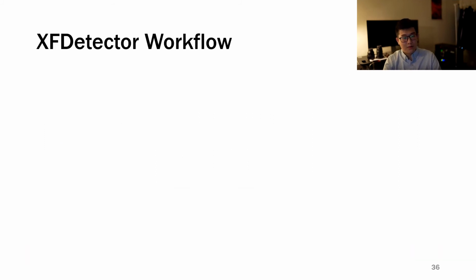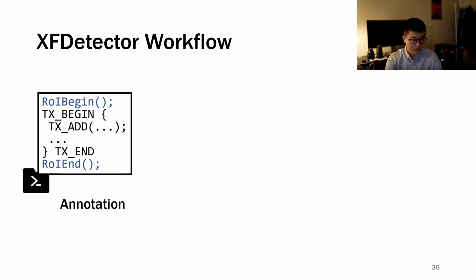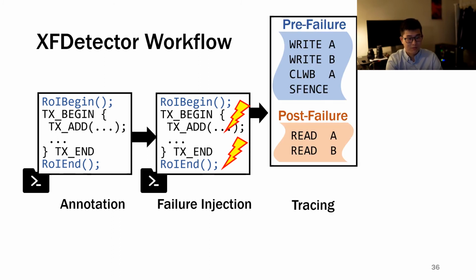And now let's summarize the detection with a workflow. First, the program needs to provide annotation. For those transaction workloads, we don't have to annotate the commit variable, but instead only provide a region of interest surrounding the part that we want to test. And then, cross-failure detector automatically injects failure to the points that we consider are important, basically right before the ordering points, like a persist barrier.